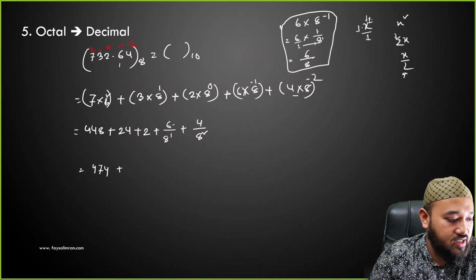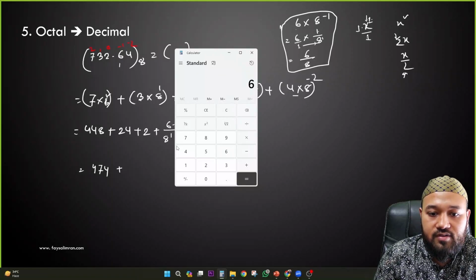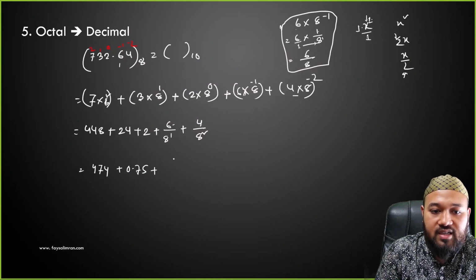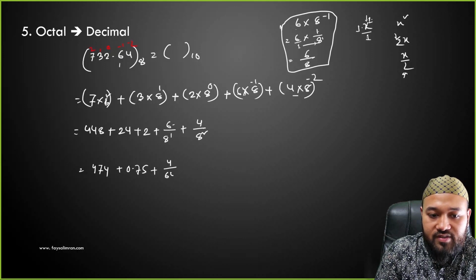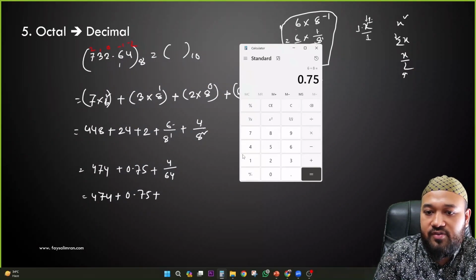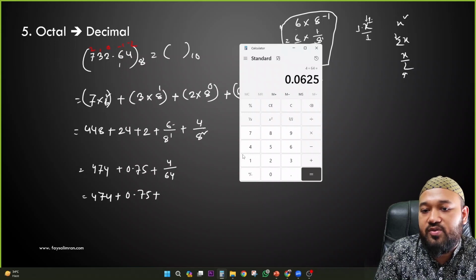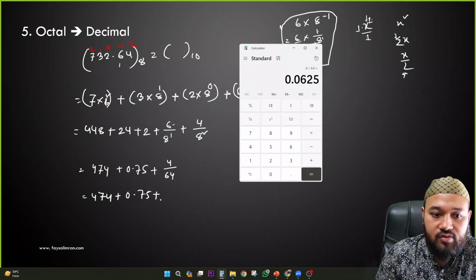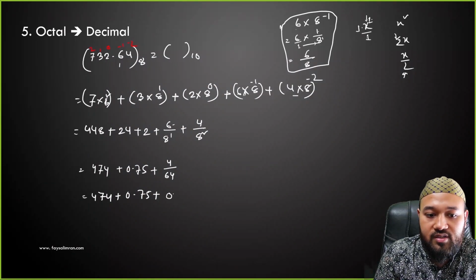So we need our calculator now. 6 by 8 is 0.75. So we write it here: 0.75, plus 4 by 8 square, that means 4 by 64. So 474 plus 0.75 plus 4 by 64, which is 0.0625. We need all of the value. At first I need to write this, then I will give you the example.